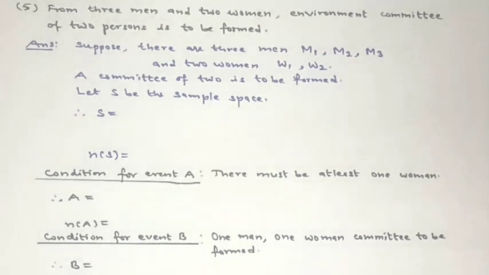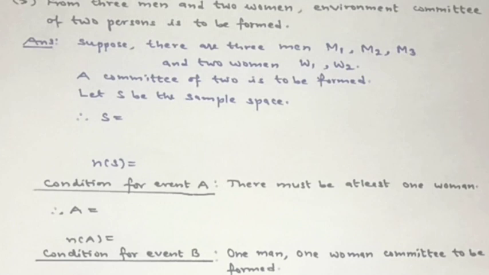Question number 5. From 3 men and 2 women, an environment committee of 2 persons is to be formed. Here we have to find out the sample space and the number of sample points. Answer begins. First of all, we'll assume the men and women. Suppose there are 3 men M1, M2, M3 and 2 women W1 and W2.